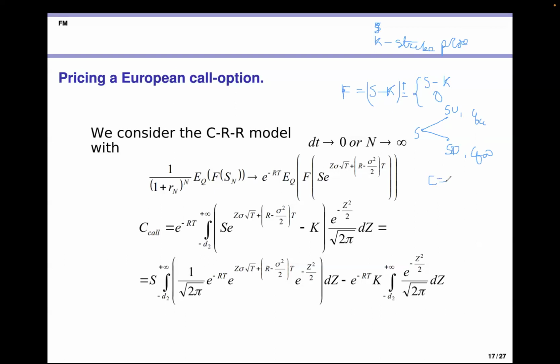How can we find the fair price? It's like the present value for this moment. As I remember, it is e to the power of minus rT multiplied by E_Q of the payoff function. What is E_Q? It is the expectation we've been searching for.